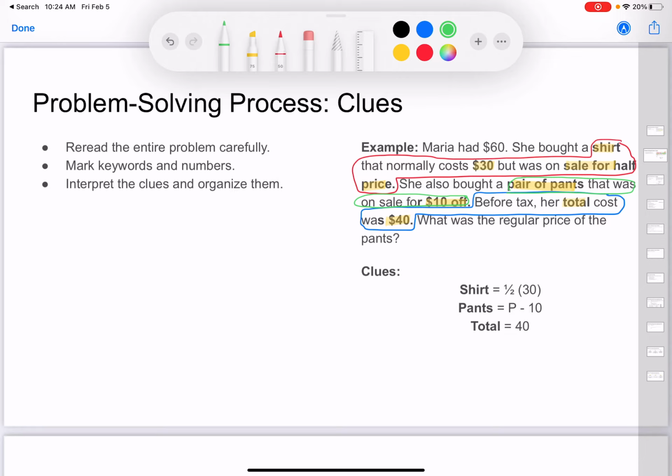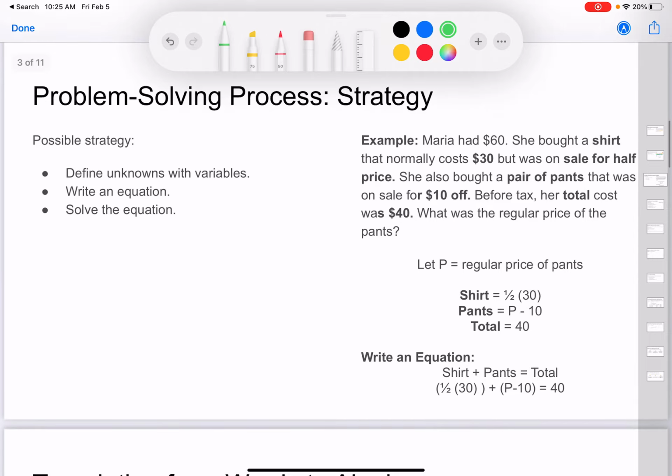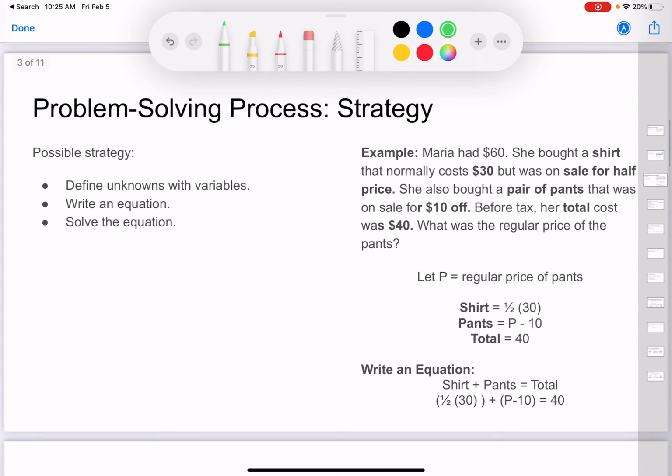So now that we have identified these different clues, what we want to do is list out what we were told. We were told the shirt is half of the $30 original price. We were told that the pants from the original price P, which we're going to look for, was $10 off from the original price. And we're told that the total she spent is $40. Great. Now that we know that, we're going to go ahead and define the unknown variables. The unknown variable we're looking for is P, the regular price of pants.